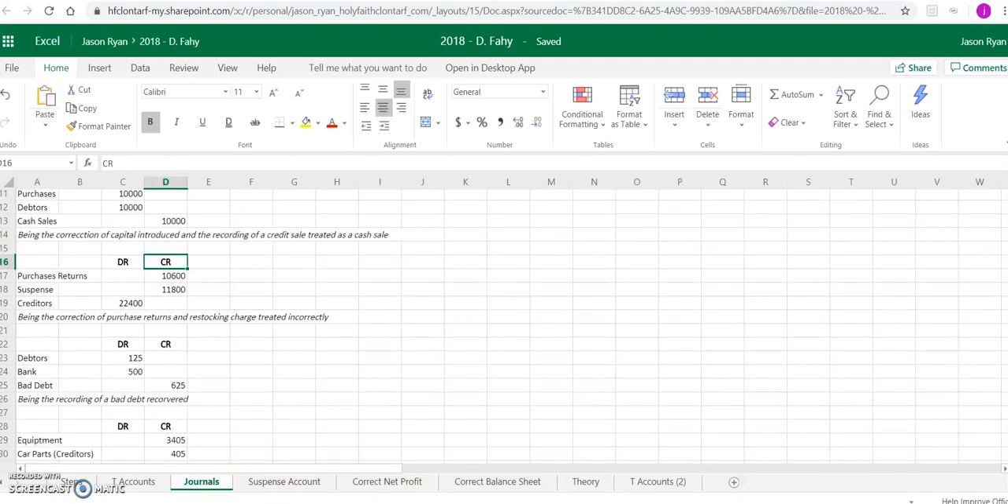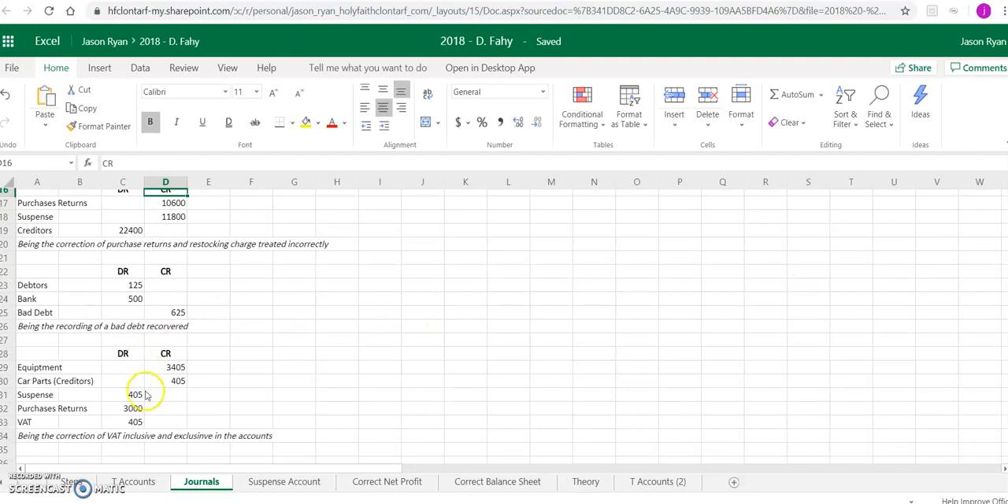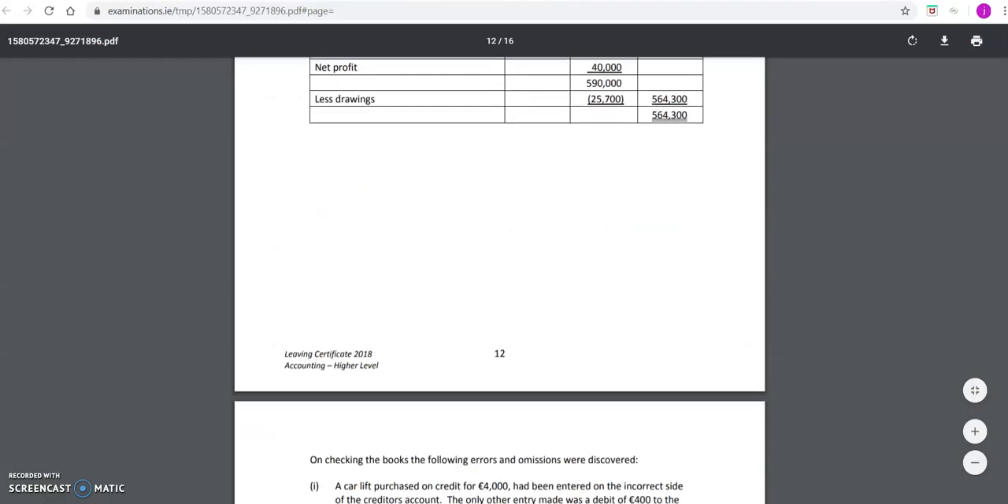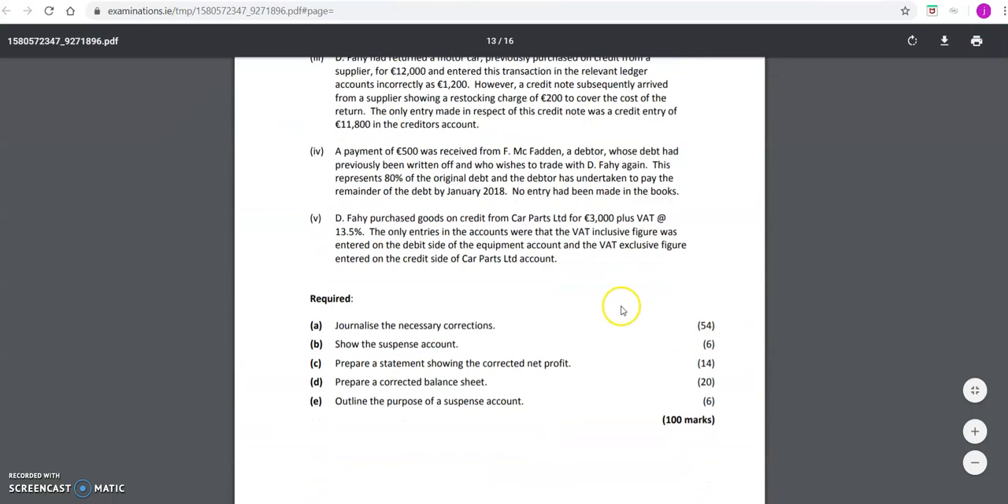And then the last part then we have equipment suspense. You've got purchase returns then debit side. So you take away them from the net profits and purchase returns. So you're going to add up all the figures you have underneath the add heading, because you 11,625, that's going to be added to your original profit. And then you're going to take away anything that's on the debit side. So 13,000. So our new original figure for net profit should be 38,625.